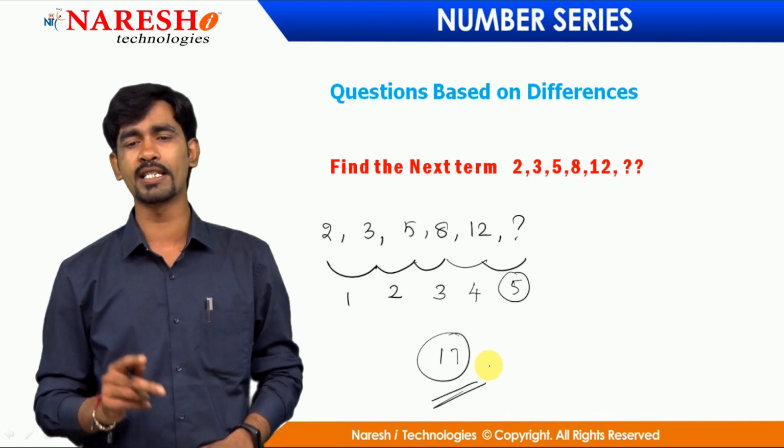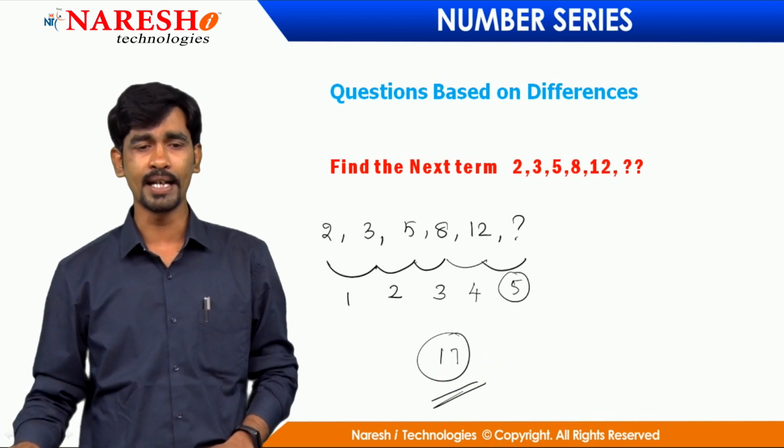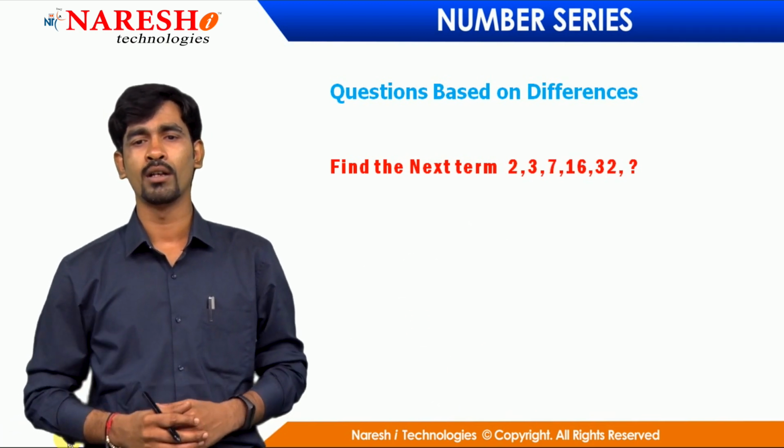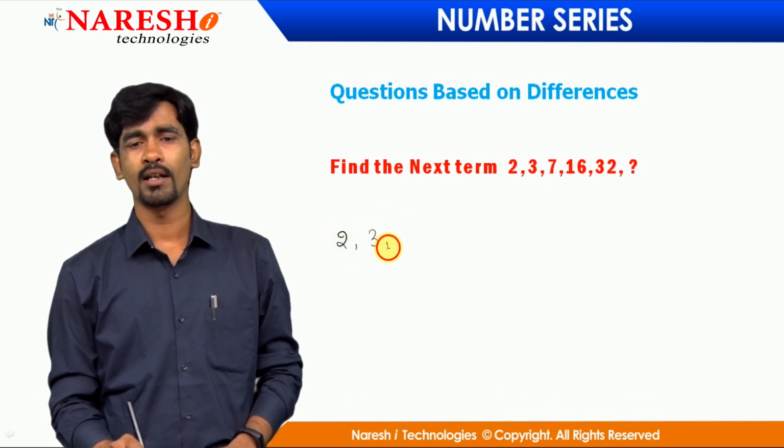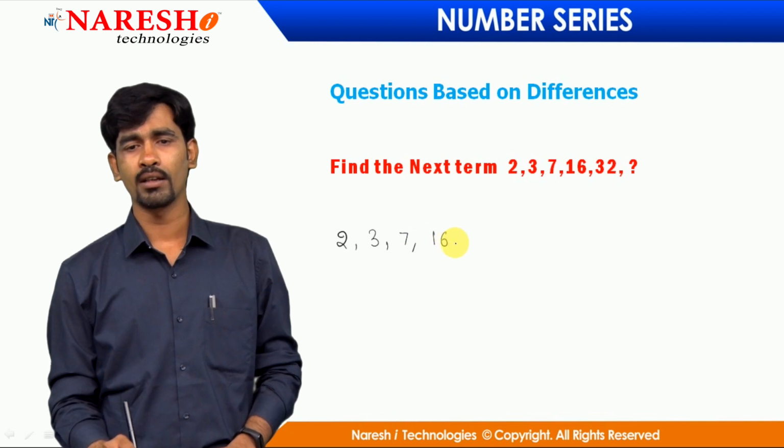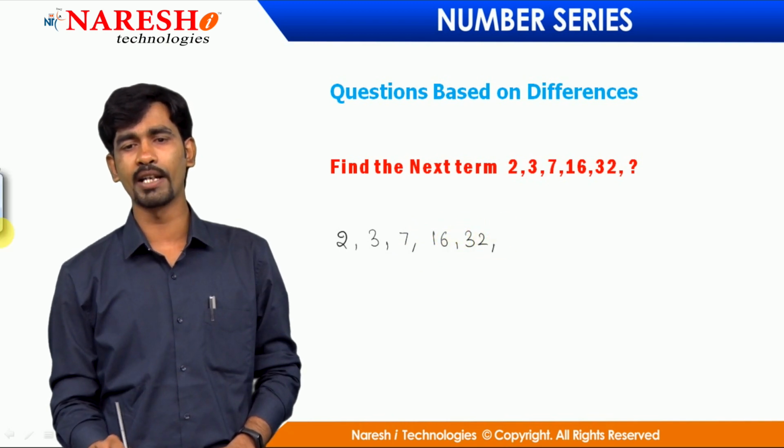The next term in the given sequence is going to be 17. Like that, moving forward to one more question. So, the question is having 2, 3, 7, 16, 32. What is the next term in the given sequence?